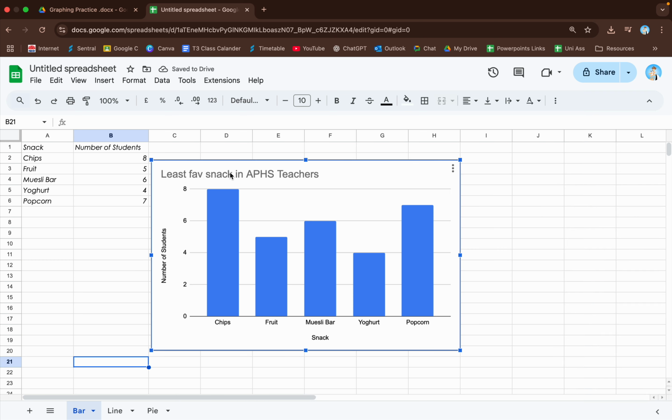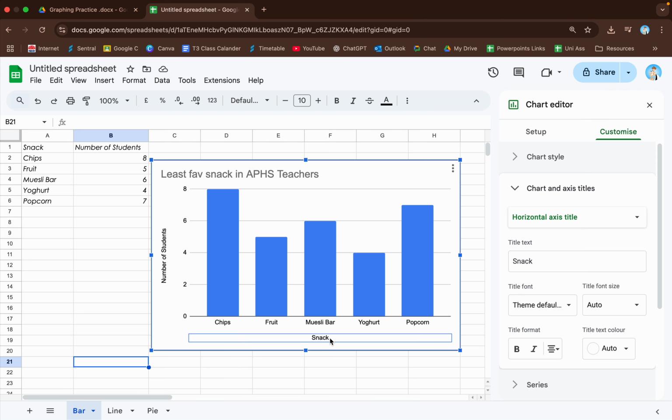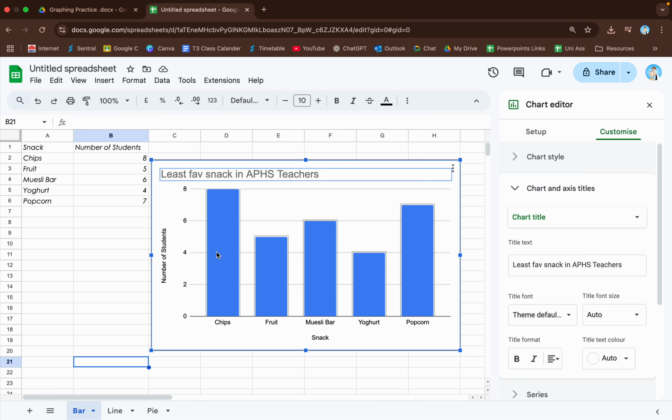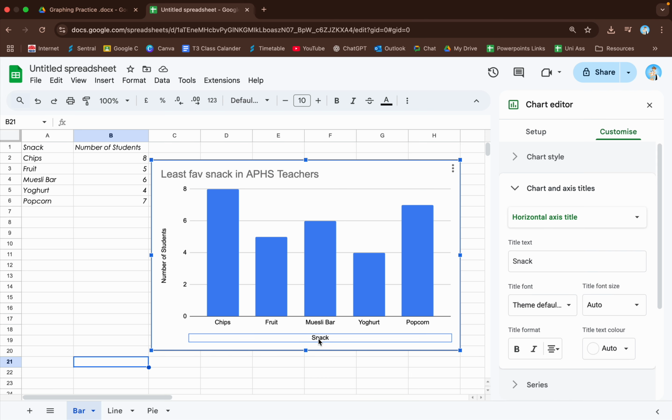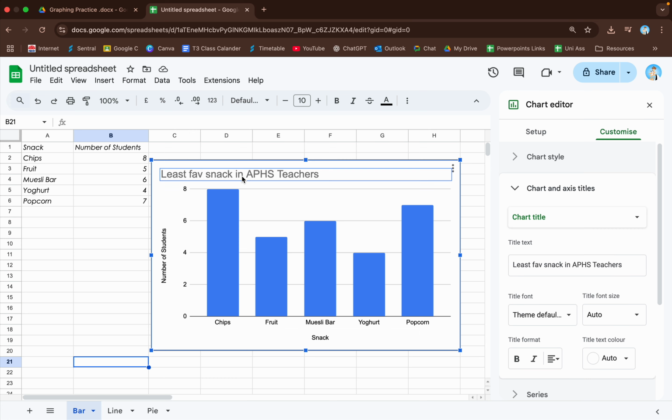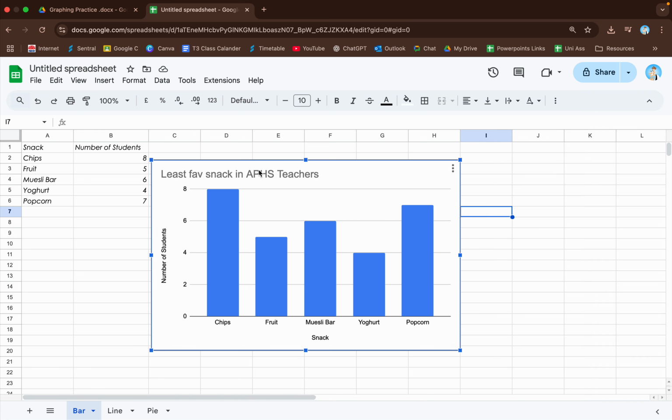Do not just give me a title that says number of students versus snack. I can tell that it's a number of students versus snack. I can see your axis titles. But I also need to tell from your chart title what this data is talking about. So this is a perfect bar graph. I've got the title there. I've got the two axes titles. I can see which group is the biggest, which group is the smallest, and it's separated into different groups. That's how you'd produce a bar graph.